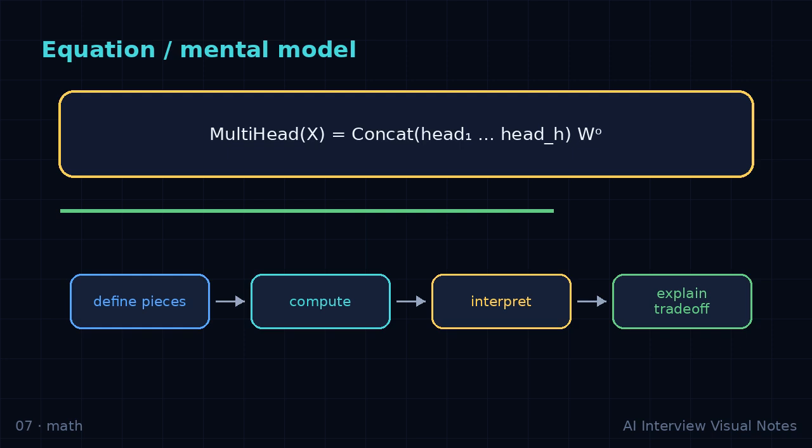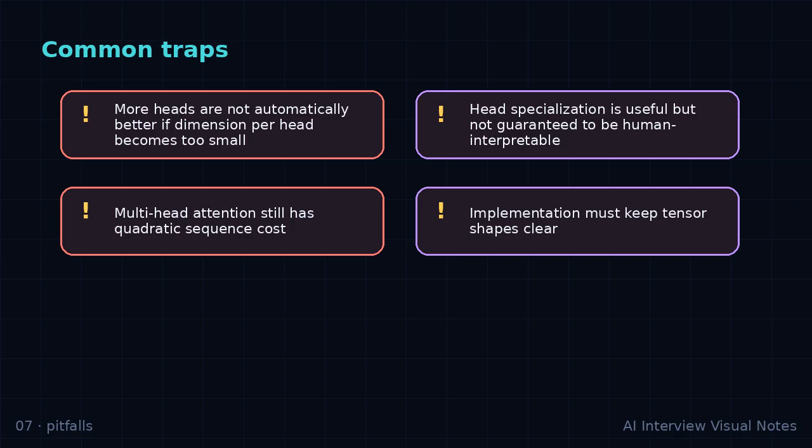First, give the intuition. Second, name the components. Third, describe the formula or data flow. Fourth, mention the trade-off. If you can add one example, you will usually sound much more practical than someone who only gives a textbook definition.